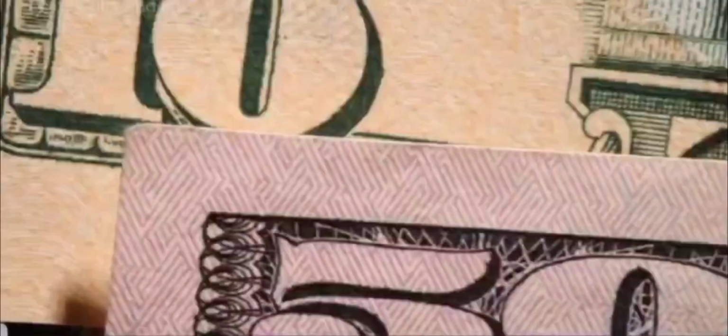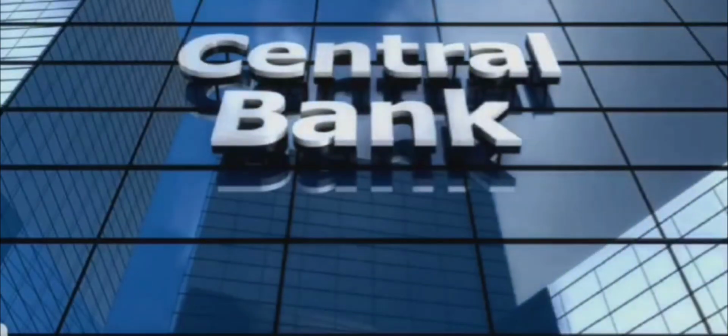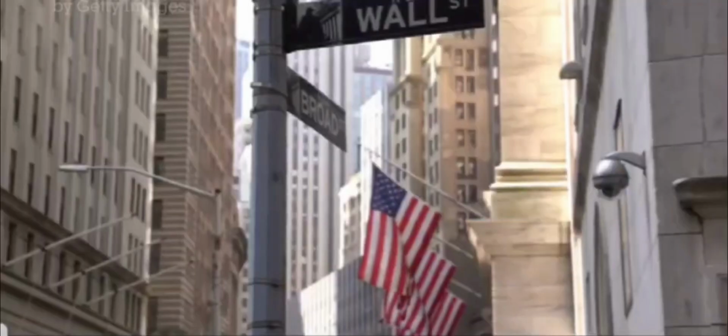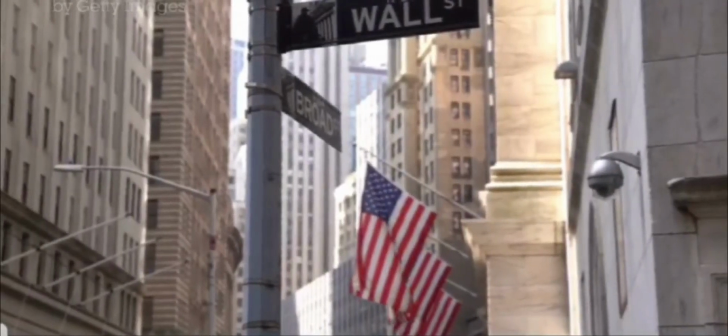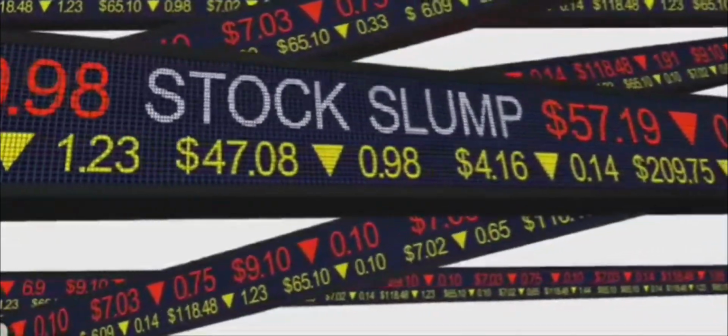The U.S. dollar plays a pivotal role in the global financial system. It serves as a reserve currency for many central banks. Global trade is often conducted in U.S. dollars. This centrality makes the U.S. financial system particularly influential. A U.S. recession can trigger instability in global financial markets.